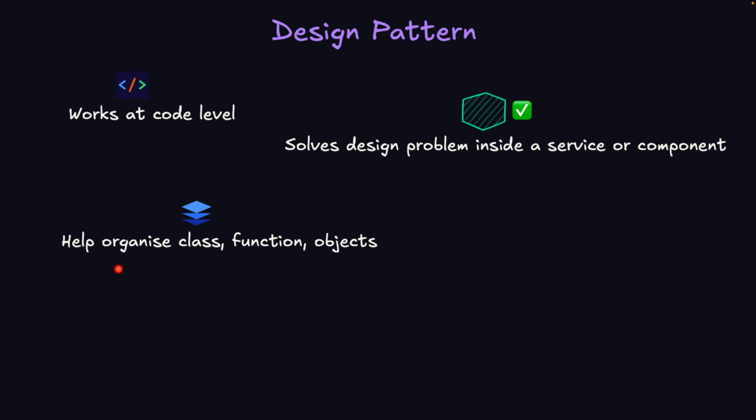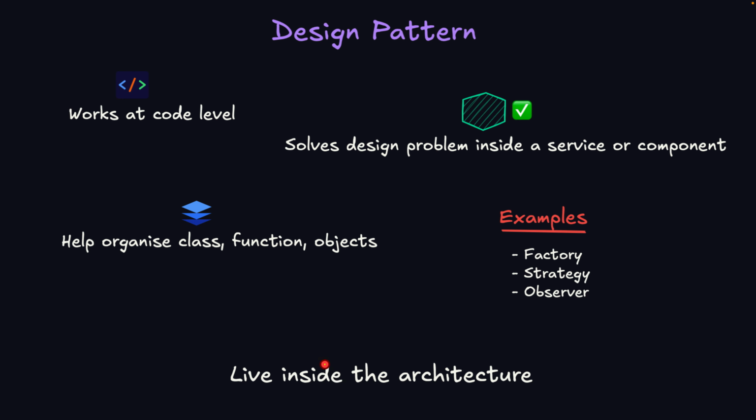Design pattern helps us to organize classes, functions, and objects. So the code is flexible enough to cope with changes, and also it is maintainable and readable. Examples for design pattern include things like factory pattern, strategy pattern, and observer pattern. Basically, design patterns live inside the architecture. Within the architecture, we'll have components, and when we develop some of those components, we will use design patterns to solve some of the common problems at code level.